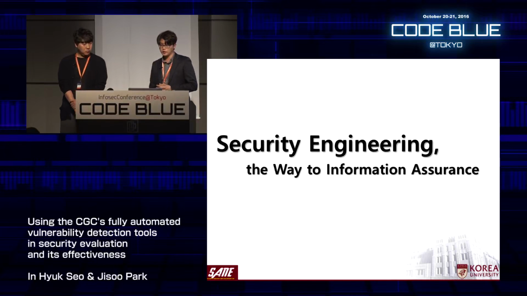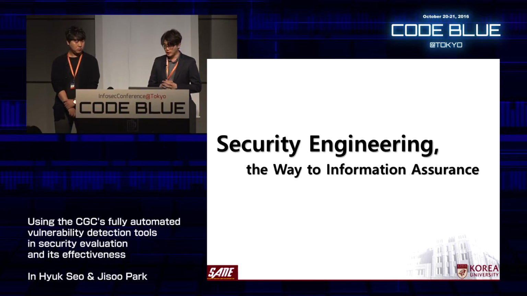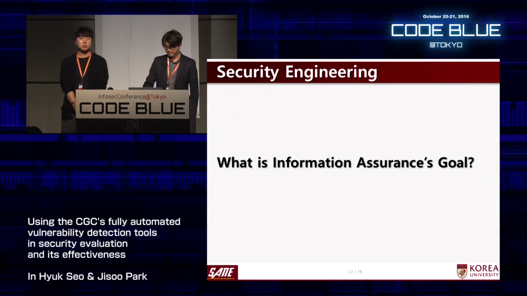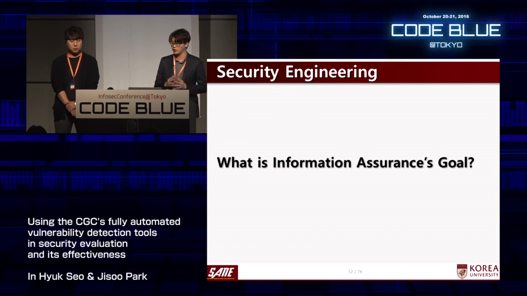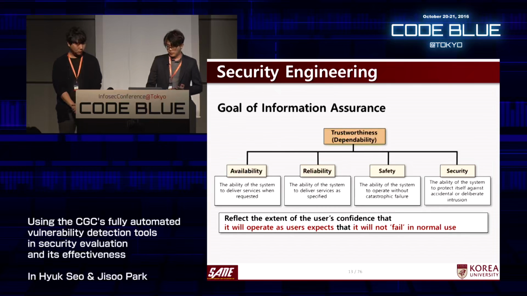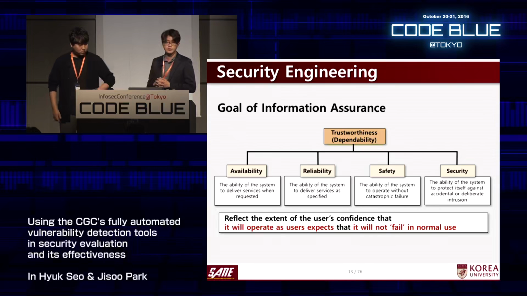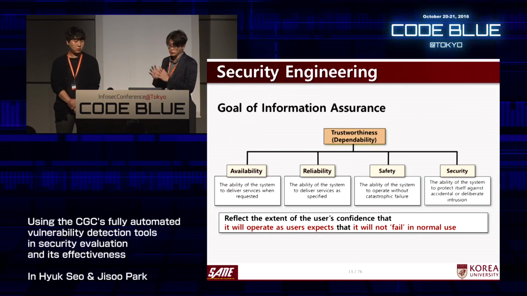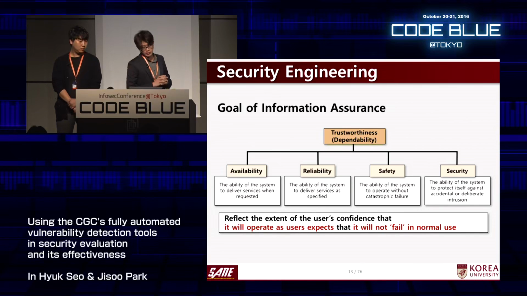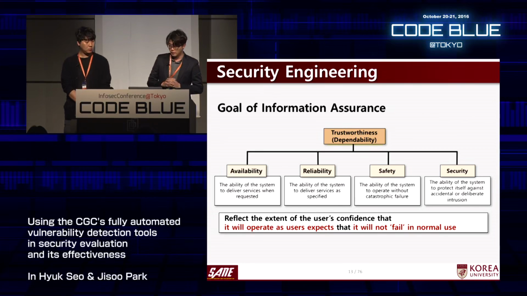Then how can you achieve information assurance? Now, I will talk about the way to achieve information assurance. Information assurance means defense from hackers' attacks or operating during emergencies like natural disasters. Let's see the picture. The dependability of a system reflects the user's degree of trust in the system. It reflects the extent of users' confidence that it will operate as users expect and that it will not fail in normal use. As you can see, for dependability, there are four properties: availability, reliability, safety, and security.